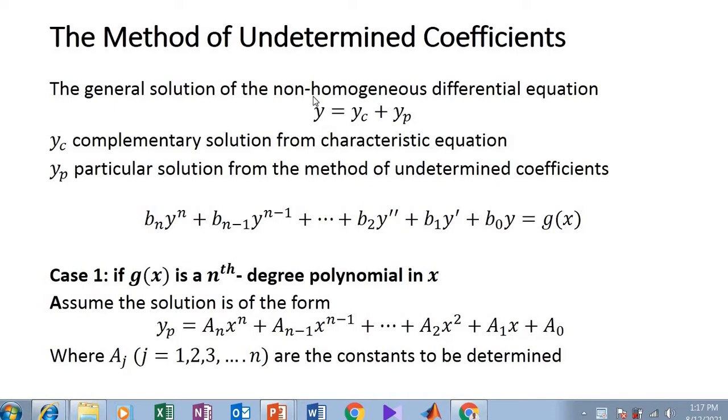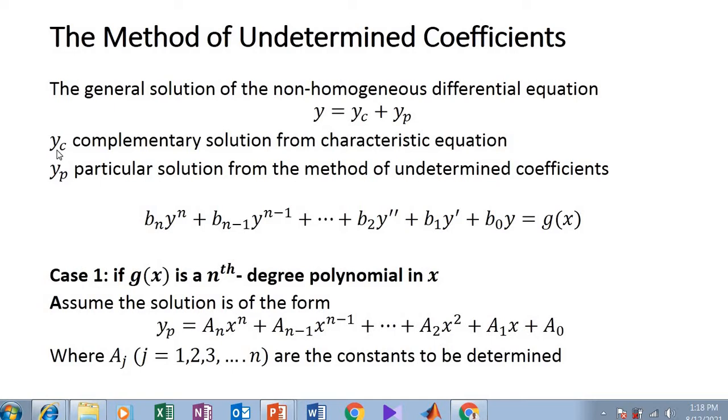Take note, the method of undetermined coefficients works with non-homogeneous equations. So what is a non-homogeneous equation? A non-homogeneous equation is one which has a g of x that is a non-zero term. So if your g of x is not 0, then we have a non-homogeneous equation. So far we have covered homogeneous equations where the differential equation is equal to 0.